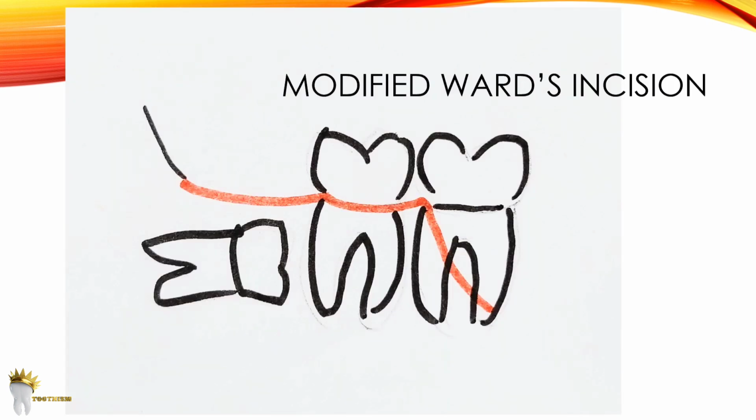Modified Watt's incision is the same except the anterior part of the incision starts at the distobuccal corner of the first molar instead of the second molar. This is used when the third molar is completely unerupted, there is inadequate depth of the buccal vestibule, and when the third molar is linguoverted, meaning lingually directed.